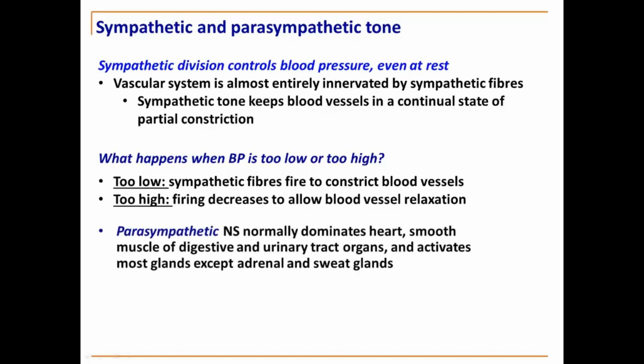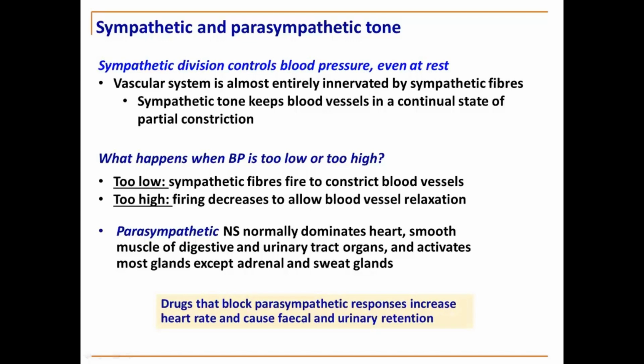The parasympathetic nervous system normally dominates the heart, the smooth muscle of the GI and urinary tract organs, and activates most glands, except the adrenal glands, the sweat glands. And remember, it also doesn't innervate the majority of your vascular system. So therefore, drugs that block parasympathetic responses increase heart rate and cause fecal and urinary retention, because we've talked about what the functions of the parasympathetic are and what the functions of the sympathetic nervous system are.